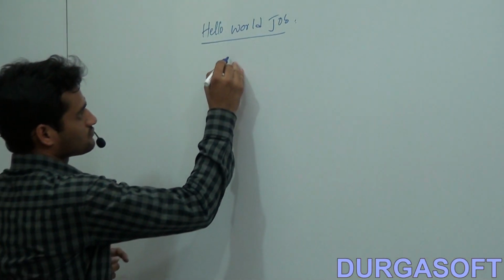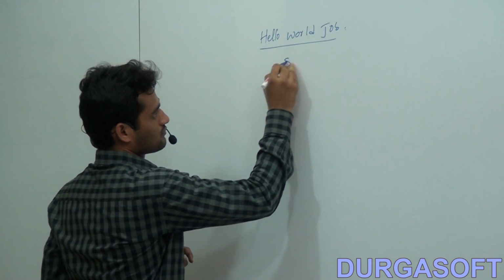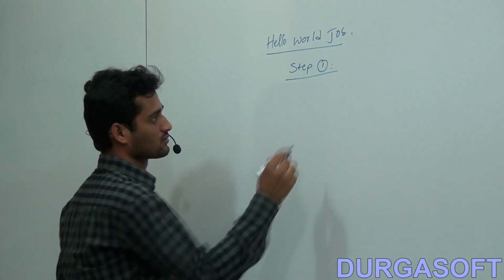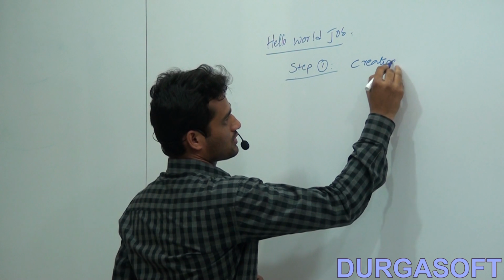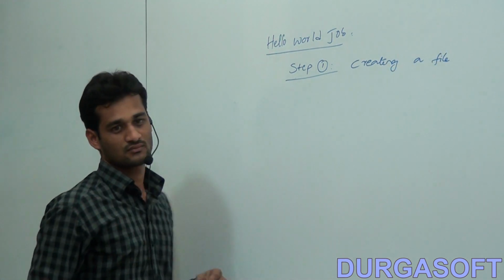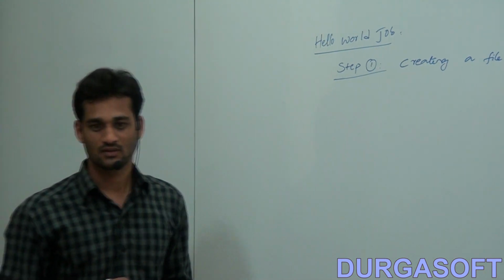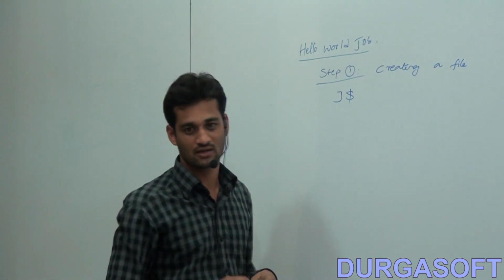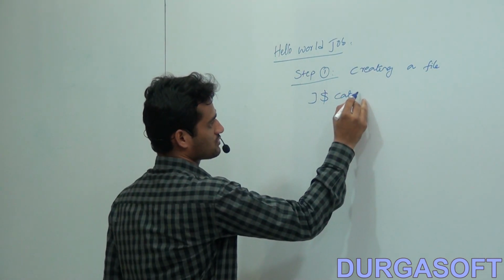Now see this one. Step 1: creating a file. Generally, where do we have to create our file? In the local file system only, right? How to create a file? By using the cat command or the vi editor, or else by using the touch command. So let me take it as using the cat command.